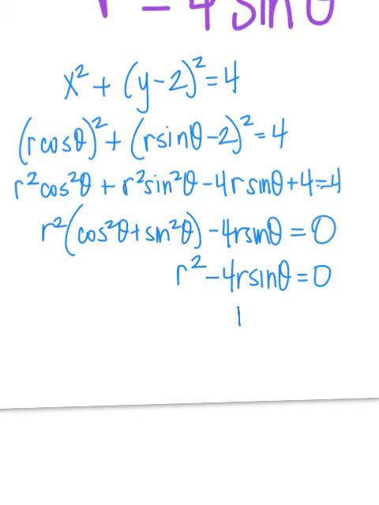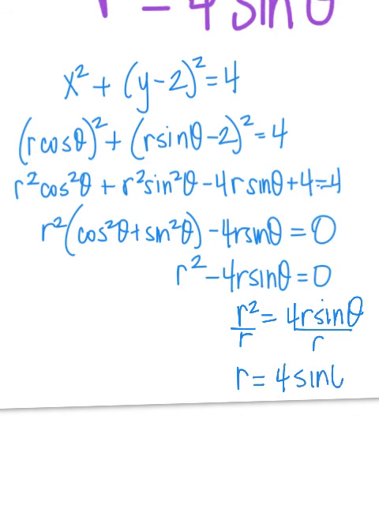We could, let's think about this a little bit differently than we did last time. We could set those two things equal to each other, and then we could divide out an r, and we get r equals 4 times the sine of theta, which is what we conjectured.